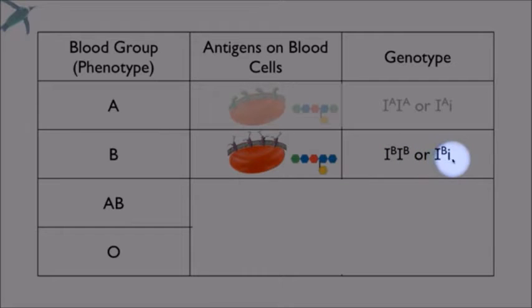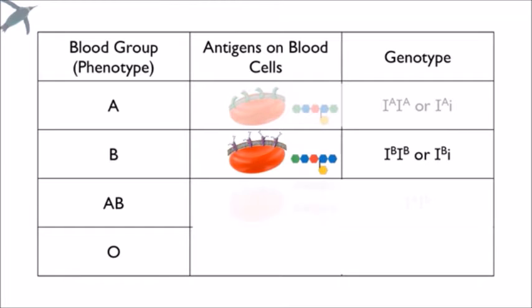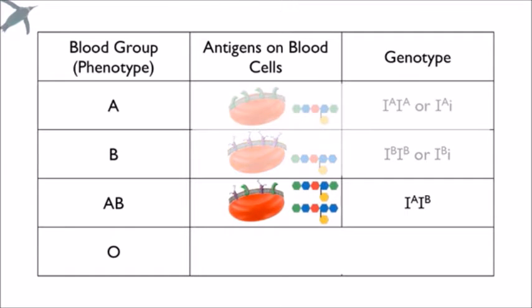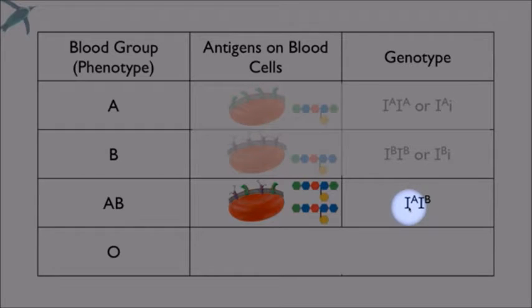Or you can be heterozygous for B. Only one parent gave you the information. If your blood type is AB, there's only one genotype that is possible. One parent had to give the information to make A antigens, A sprinkles, and the other parent had to give information to make B sprinkles.